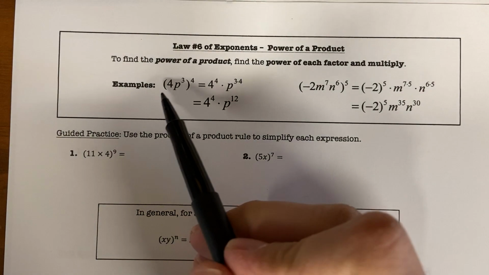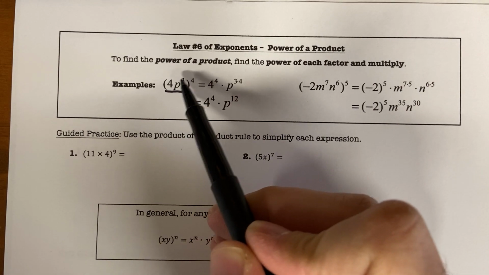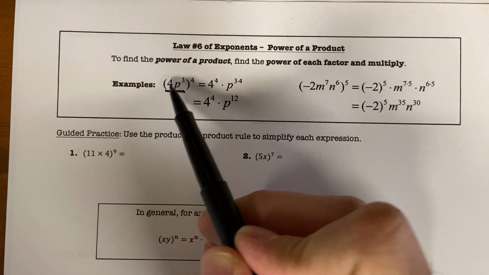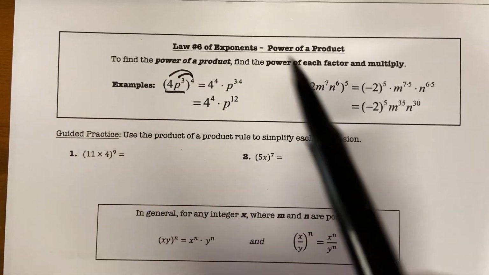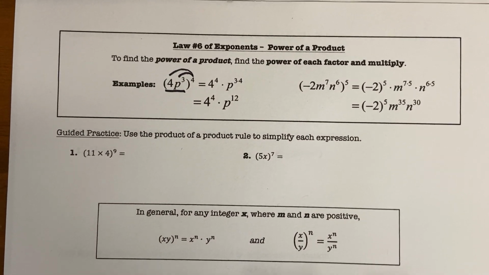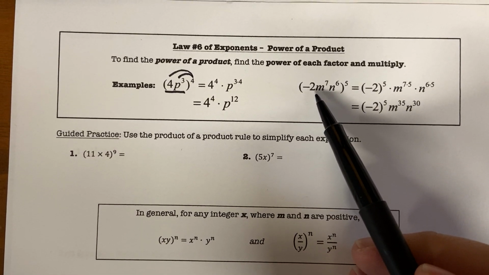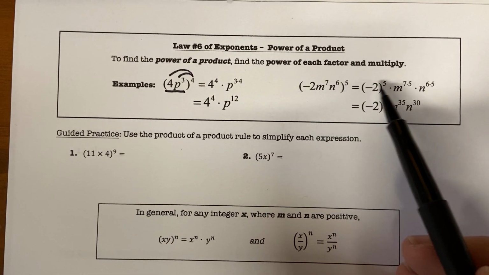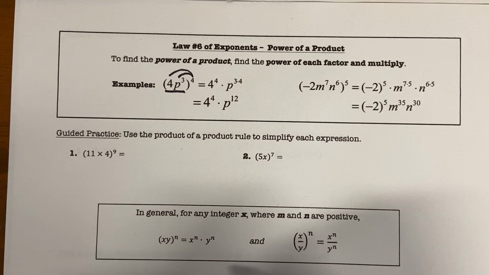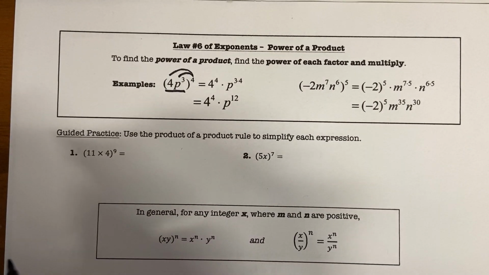So again, here, the only difference is that not only do I have p to the third power, but I have a 4. So the 4 is being raised to the fourth power, and the p to the third is being raised to the fourth power. Both terms inside. Here, it's even longer. Not only is the n and the m being raised to the fifth power, but so is the negative 2. So let's do an example. 11 times 4 to the 9th power.